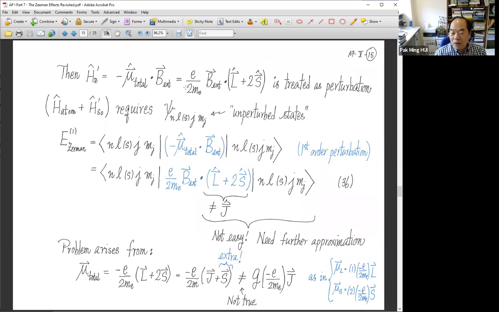So let's look at what the question is. It is rather complicated. The Zeeman term happens to be the external field dotted into L plus 2S. This 2 comes from the g factor of spin being 2, which is different from the g factor of the orbital angular momentum, which is 1. Okay, so that is the difference. And that is a very bad 2.